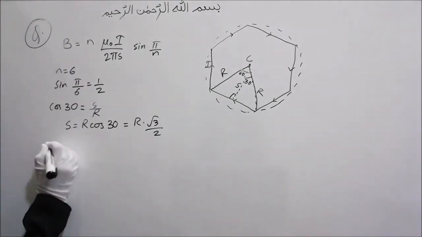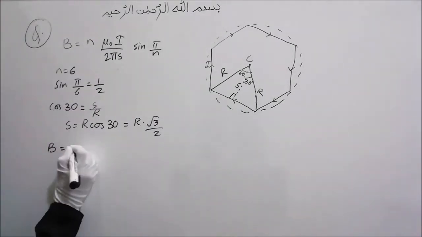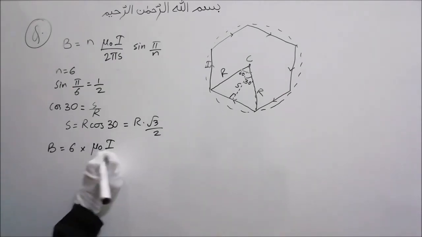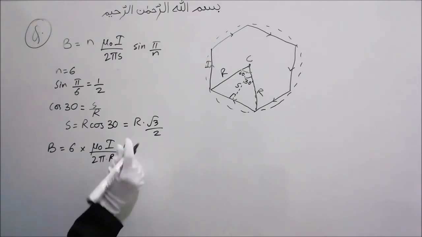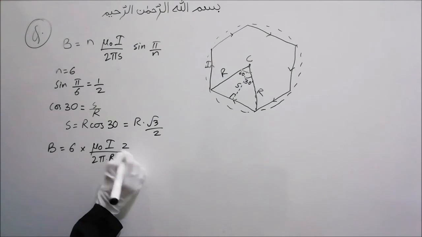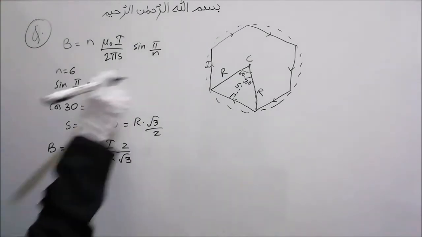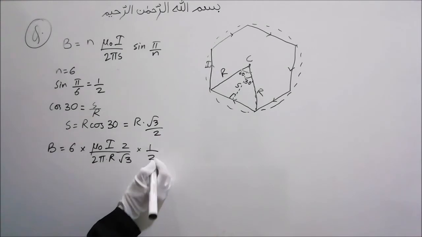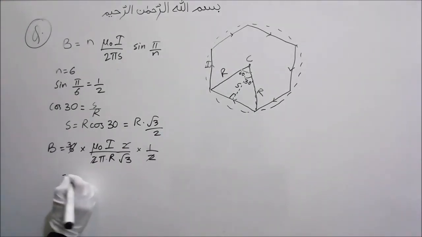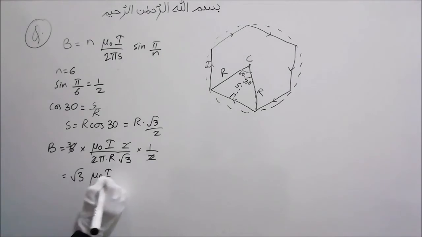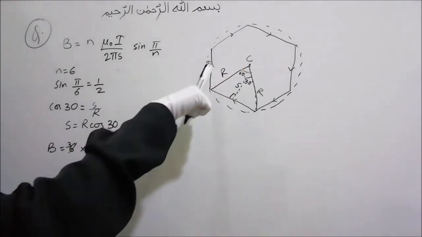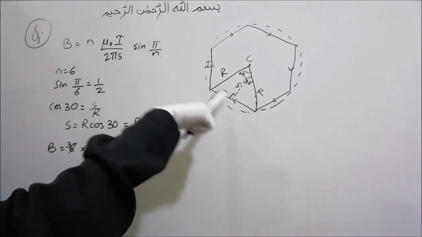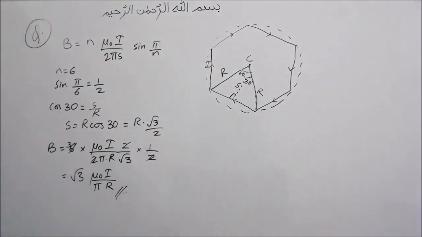Put the value in this formula, B will be equal to N, that is 6, into mu naught I by 2 pi S, S is R into root 3 by 2, into sine pi by N, sine pi by 6, that is 1 by 2. 2 and 2 cancel, 2 3s are 6, answer is root 3 mu naught I by pi R. This is the magnetic field at the center here due to this current which is flowing on this regular hexagon.